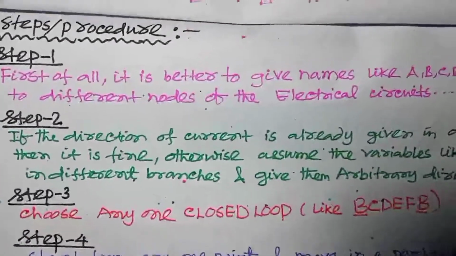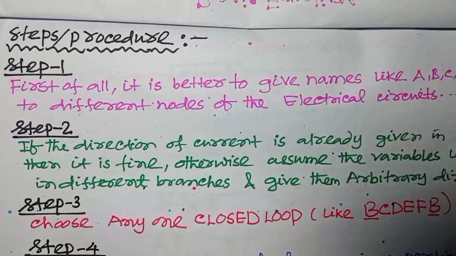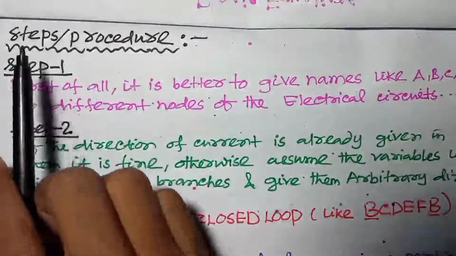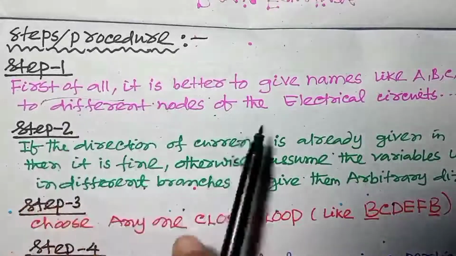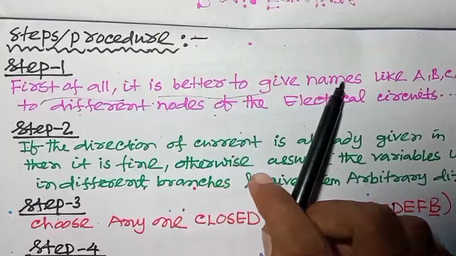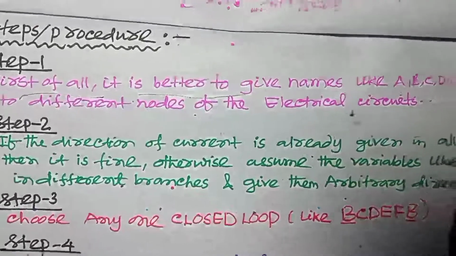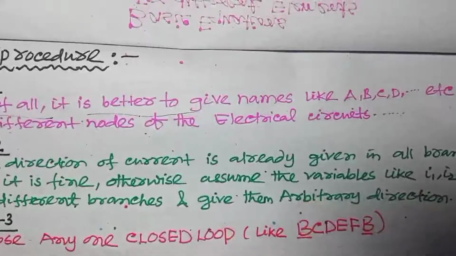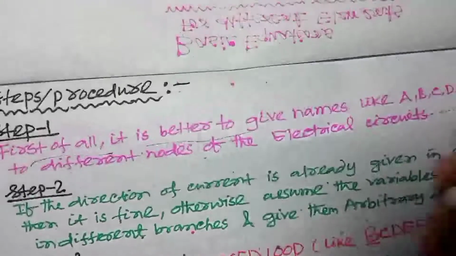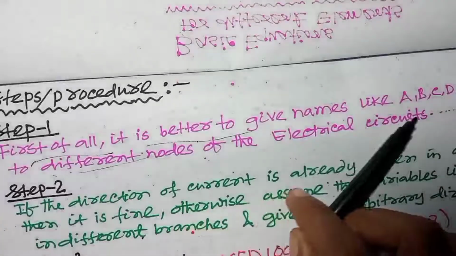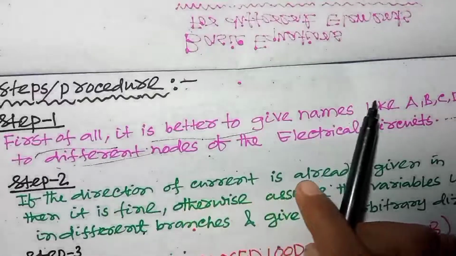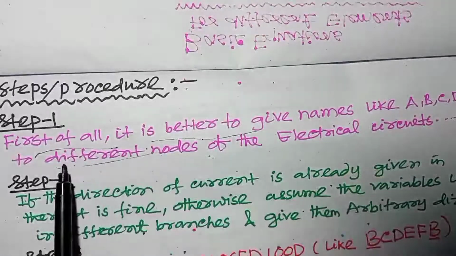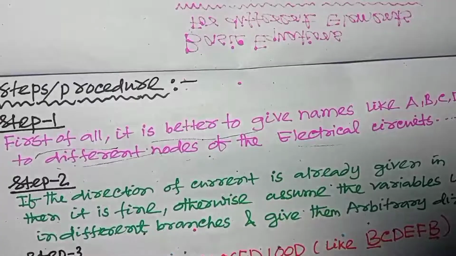So here are the basic steps, or the basic approach, to write down the KVL equation. Step number one says that first of all it is better to give names like A, B, C, D, etc. to the different nodes of the electrical circuit. So this is the first task you have to do: give names like A, B, C, D, etc. to the different nodes of the electrical circuit.